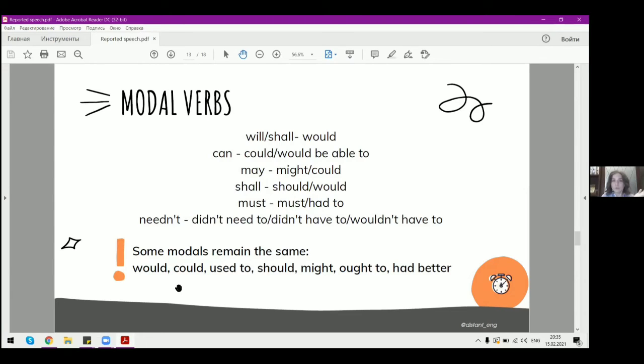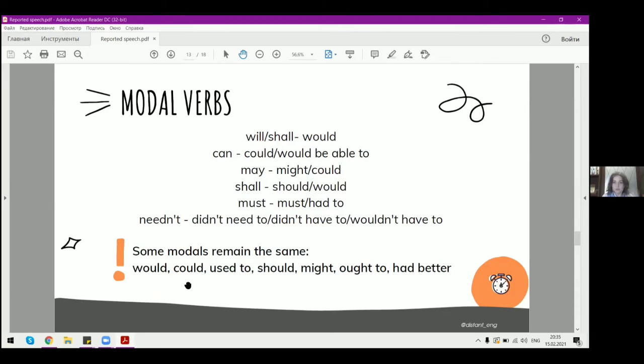Like would, we won't turn it into anything, it will be would. Could, used to, and so on. It's because of the sense, it's because of all this deeper grammar stuff that not everybody likes to talk about. And if we are, for example, passing some exams, and there is a sentence with would, and you don't transform it into would have done something, it's okay. It has to be okay, really, because it's the rule. So you can keep it the same because it's all about the sense, the reported speech stuff.